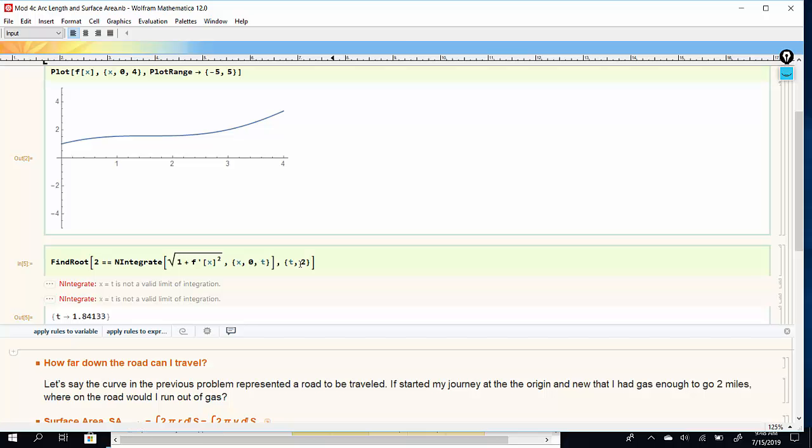To find the y coordinate, I would just plug this value into my original function. So now I've been able to answer that question. Next, we'll look at surface area.